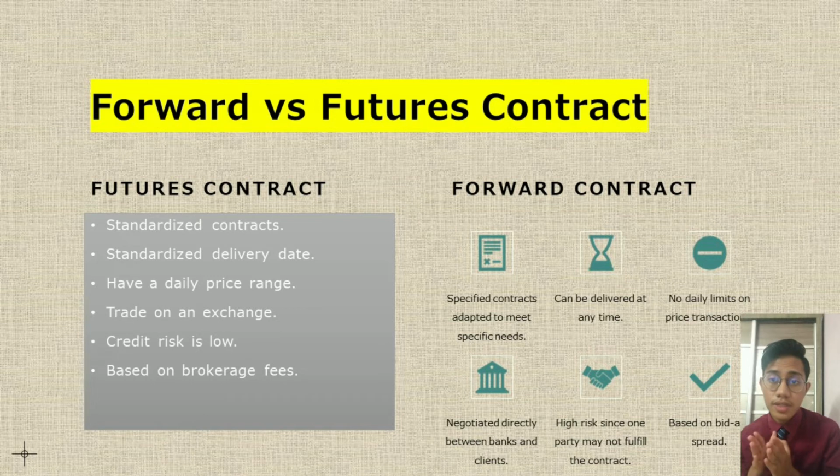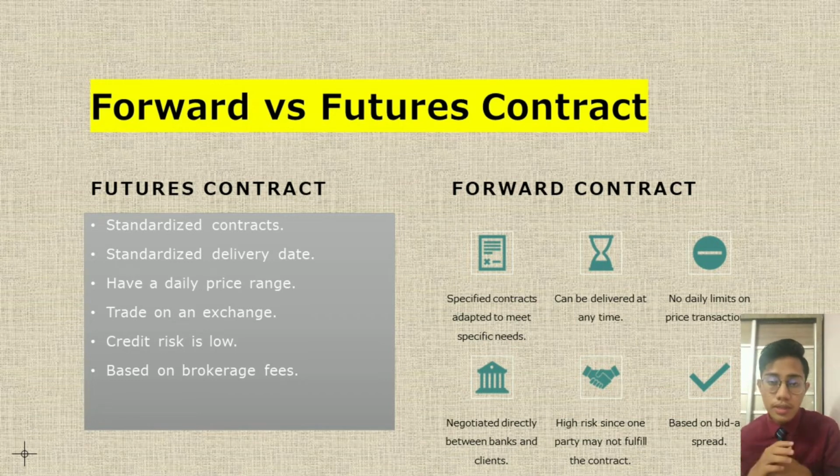For the futures contract, it has a standardized contract. Meanwhile, the forward contract is a specific contract adapted to meet specific needs. The futures contract has a standardized delivery date. Meanwhile, the forward contract can be delivered at any time. The futures contract also has a daily price range. Meanwhile, the forward contract has no daily price limit on transactions. The futures contract is traded on an exchange. Meanwhile, the forward contract is negotiated directly between the bank and the customer.